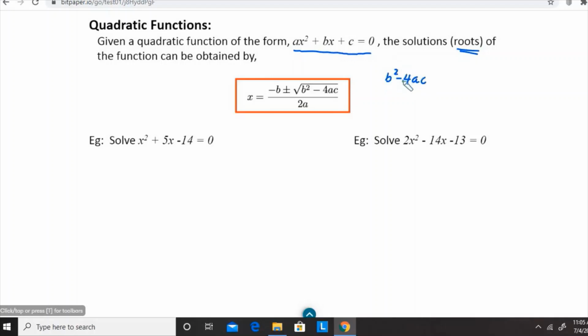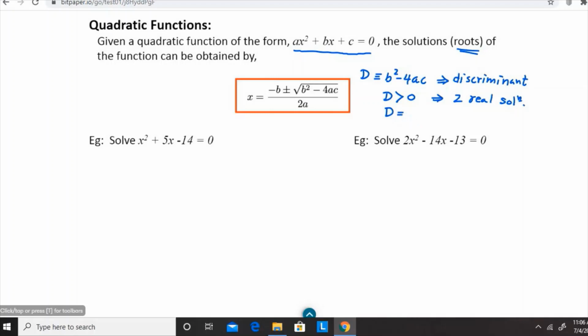So this term b squared minus 4ac is called the discriminant. So this has a special name. It's called the discriminant. And depending on the positiveness or negativeness of the discriminant, your solutions will differ. For example, let me denote this by uppercase D. And if D is greater than 0, that is D is a positive value, then you are going to get two solutions, two real distinct solutions.